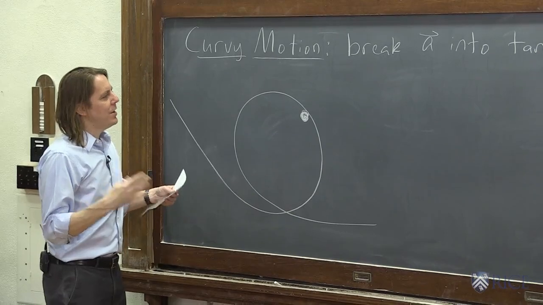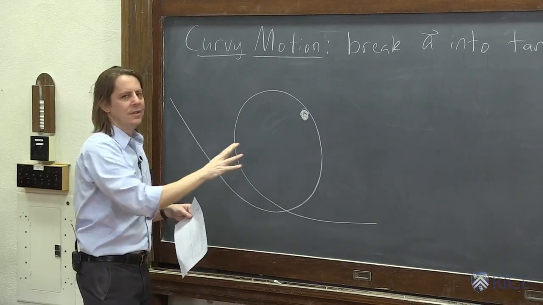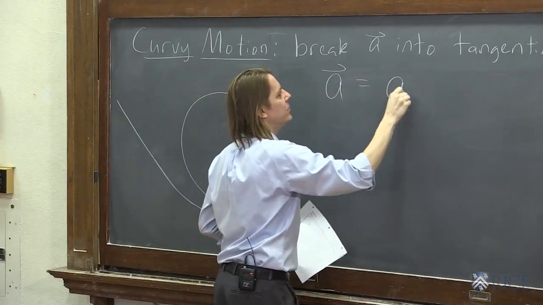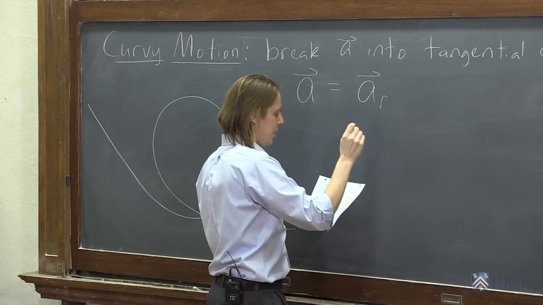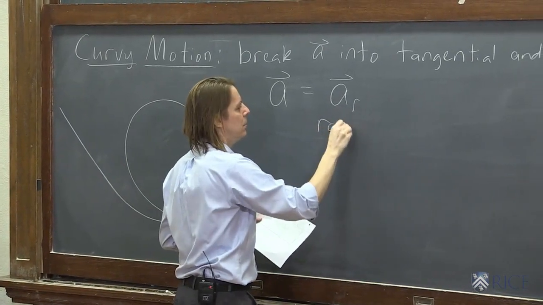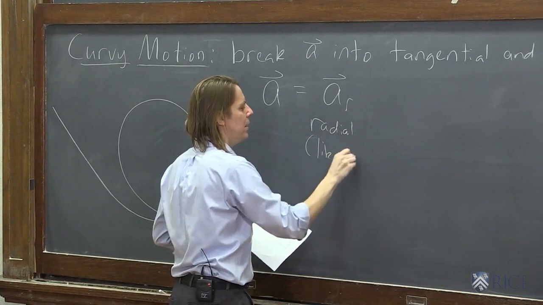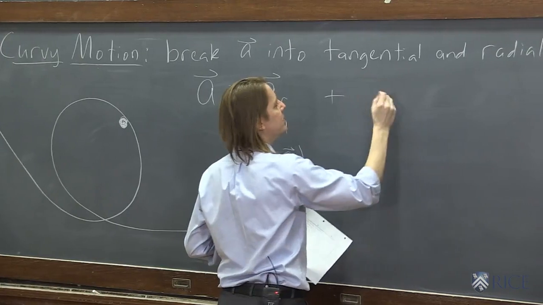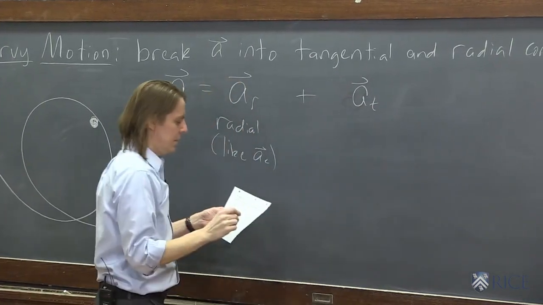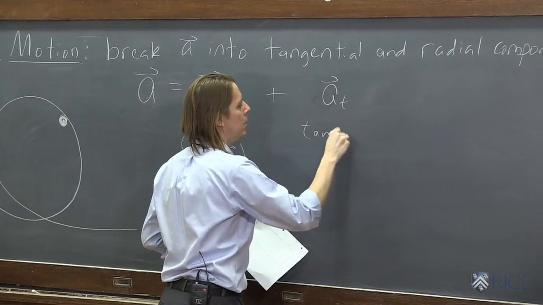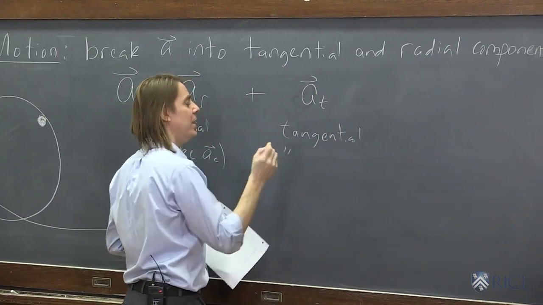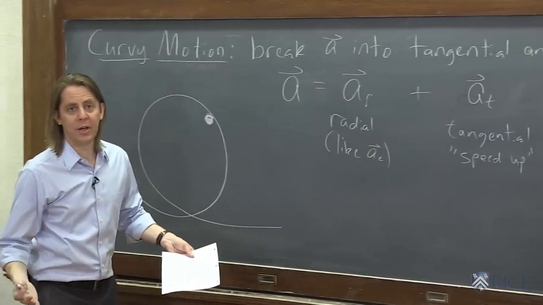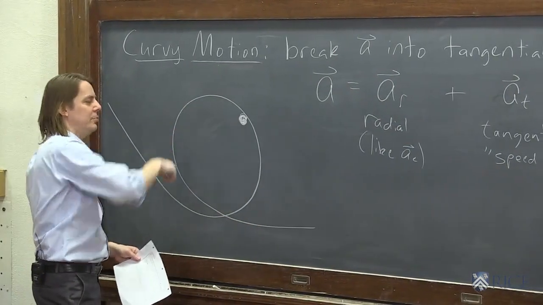But the idea is we want to break this now complicated acceleration into two components, radial and tangential. So a is really just the sum of the radial acceleration vector, which is like the centripetal, plus the tangential, a_T. And it's kind of like 1D. It's the speeding up, or it could be the slowing down. It's slowing down this way, speeding up that way.